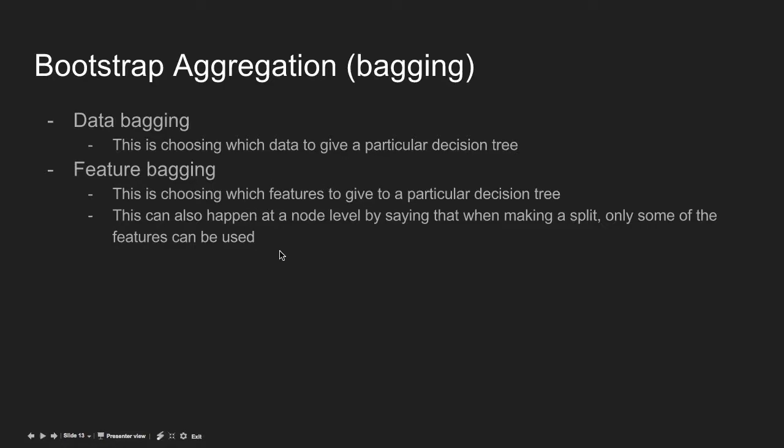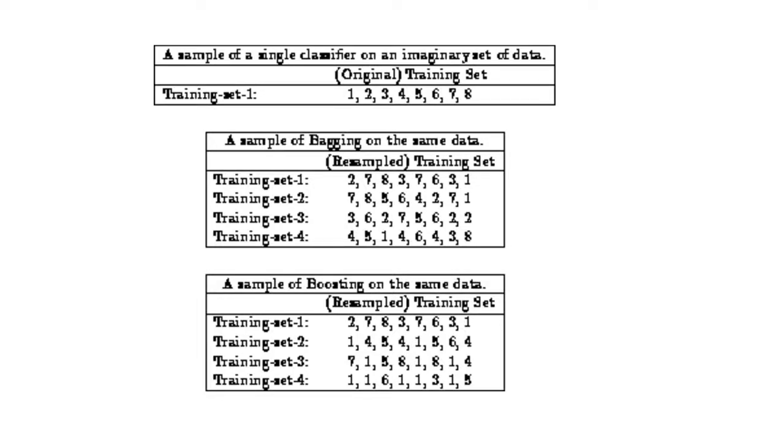And to go further on this, there are two kinds of bagging: data bagging and feature bagging. You can also do feature bagging at a node level by saying that, okay, you can only use certain features for the split, in addition to just doing it as a pre-processing step. And here you can actually see an example of this. You have your original data and you can bag it, and this gives some different results.